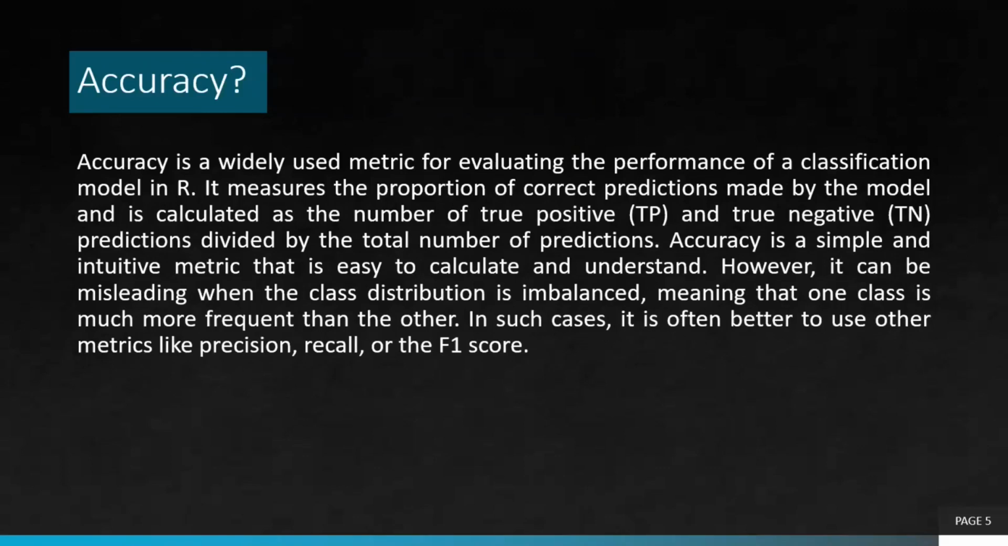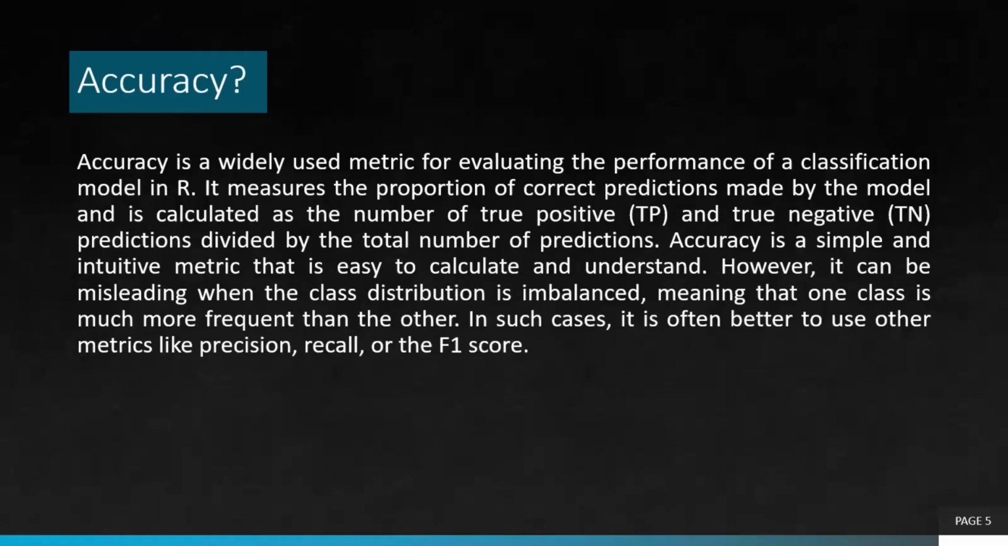Accuracy is a widely used metric for evaluating the performance of a classification model in R. It measures the proportion of correct predictions made by the model and is calculated as the number of true positive and true negative predictions divided by the total number of predictions. Accuracy is a simple and intuitive metric that is easy to calculate and understand.